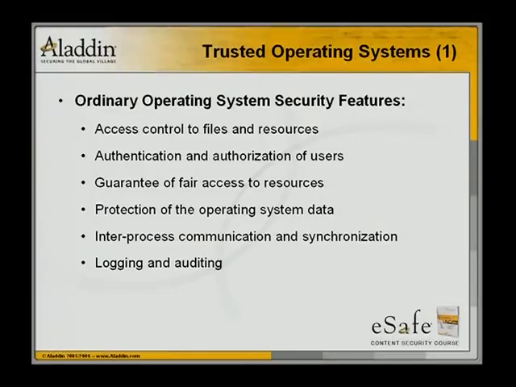Let's see more about trusted operating systems. Ordinary operating system security features include access control to files and resources. Folders and files would have specific access control. Let's say to the IT group, I would give read permission, and to the finance group I would give read, write, and modify permission, but not the execute permission.